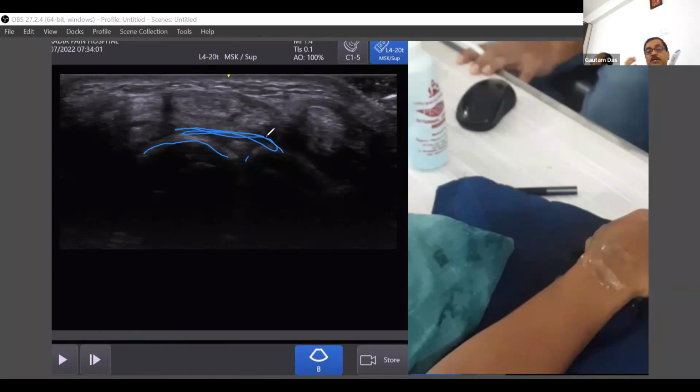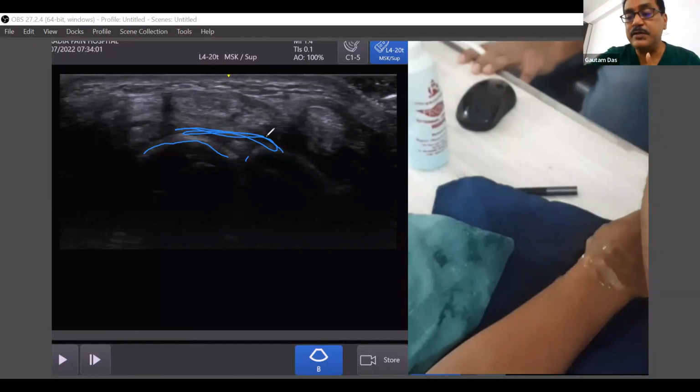And why is it not visible? Ligaments are there. But because of the orientation and because of the anisotropy, we may not be able to see all those ligaments very nicely in every individual. But when we put our probe over the different bones, we can understand that here it should be the different intrinsic ligaments. Okay. So let me unfreeze.